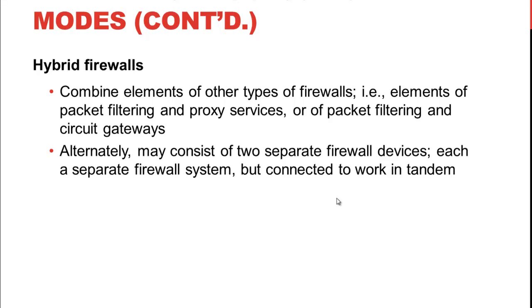And then the next type of firewall that we would just briefly mention is what's sometimes referred to as a hybrid firewall, where they take elements of different types of firewalls, like packet filtering and proxy services, or packet filtering and circuit gateway, and create a hybrid system. Sometimes these consist of two separate firewall devices, each a separate firewall system, but they're connected so that they work in tandem with each other. You see these frequently in enterprise networks.